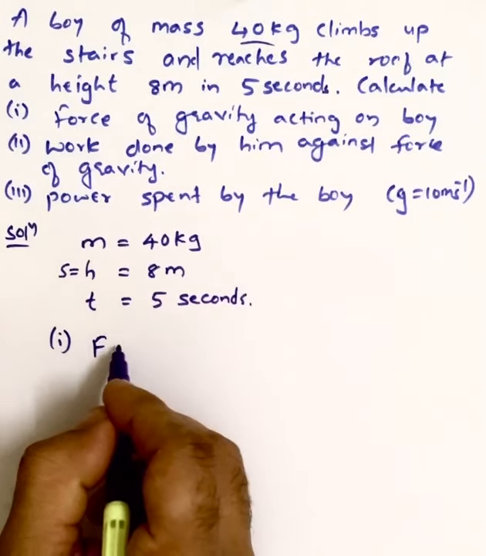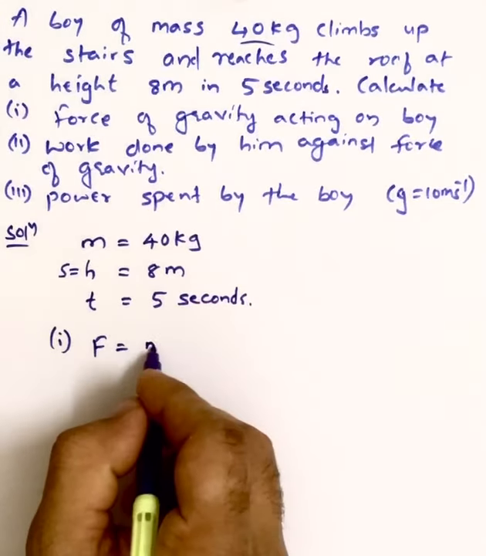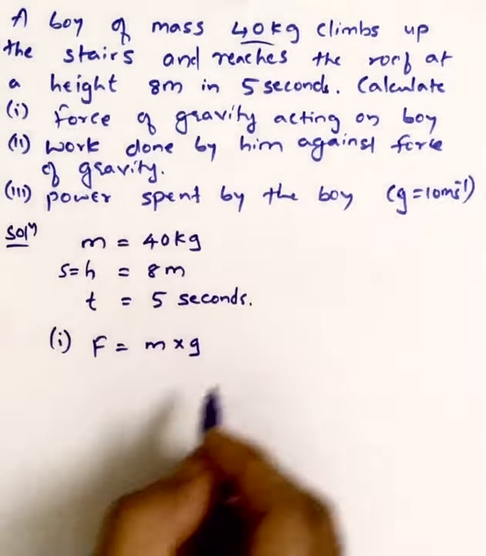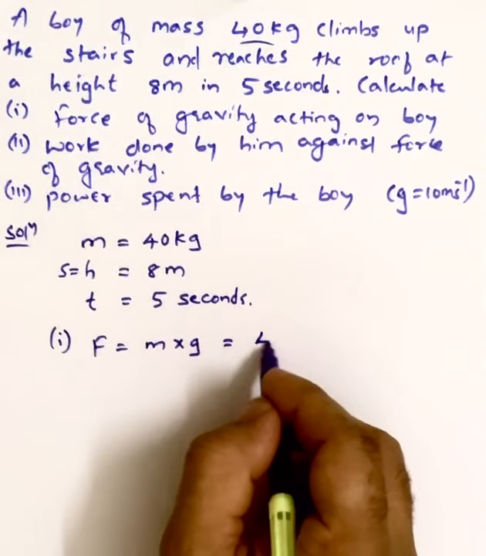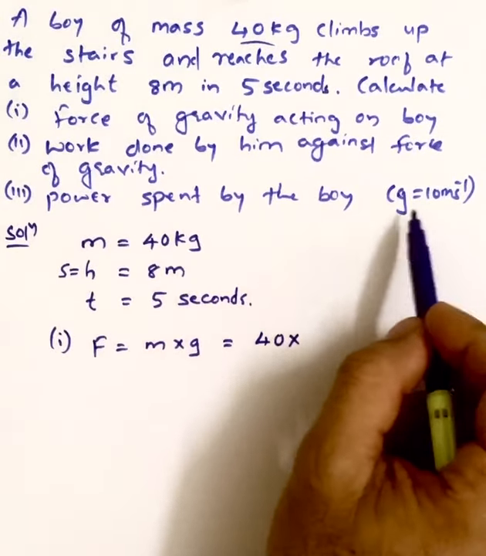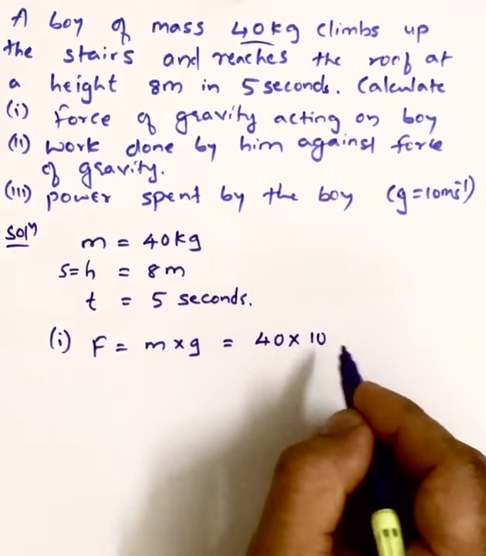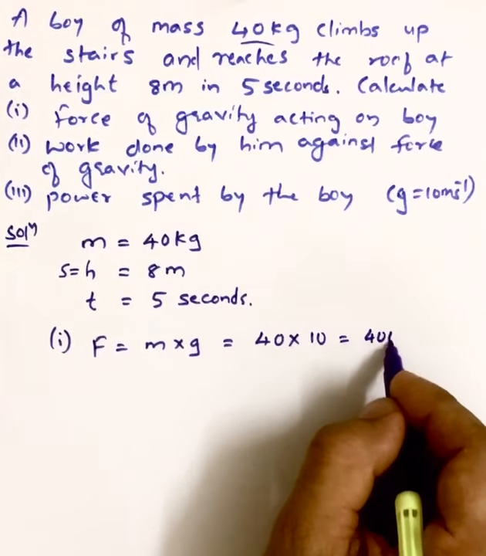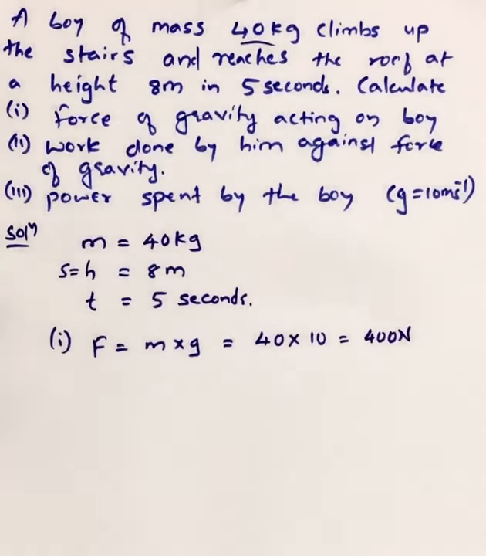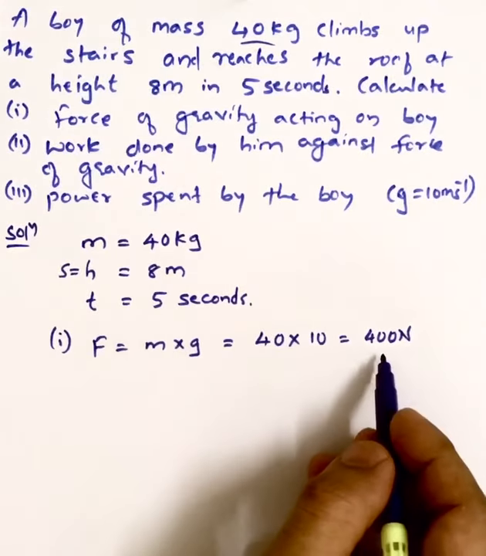So first we will calculate the force. What is the formula of force? Mass into acceleration due to gravity. What is mass? 40, and acceleration due to gravity they have mentioned, that is 10. So the answer is 400 Newton. The SI unit of force is Newton, or you can write kg meter per second square.